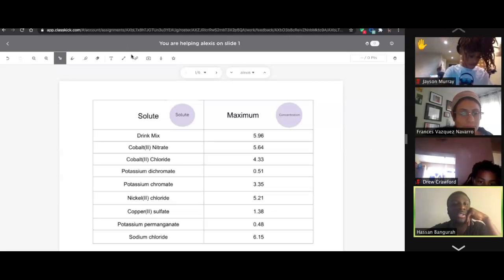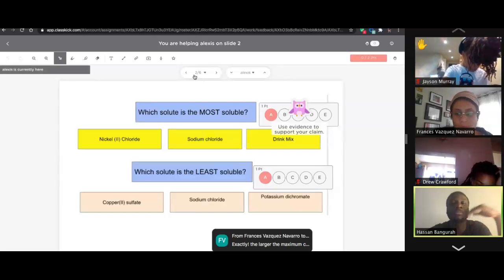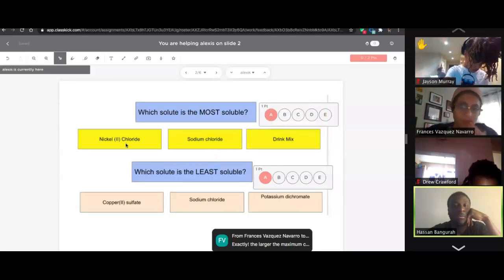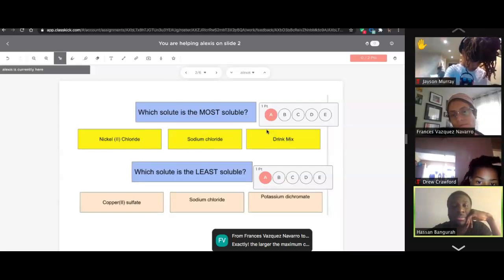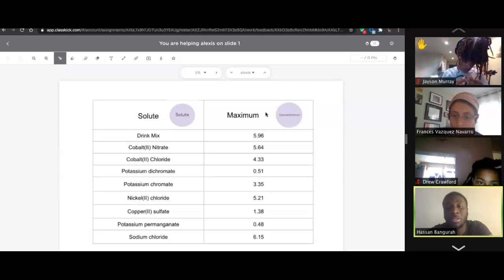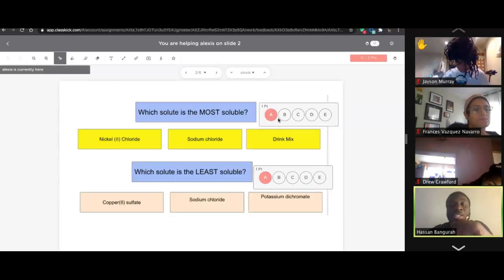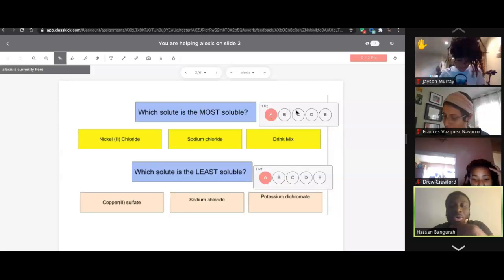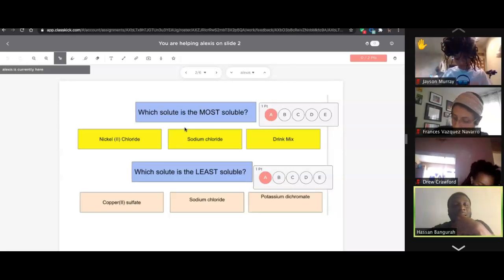What is our answer choices? Let me see. And Alexis, I'm using you. I'm trying to learn from you, okay? So if I'm looking at which one is the most soluble, we have nickel chloride, sodium chloride, and drink mix. Let's look at nickel. Nickel 5.21. Okay, so that definitely can't be it. Drink mix is 5.96, and sodium chloride is 6.15. Judging from our answers, should our answer be A, B, or C? Should it be A? Thank you.